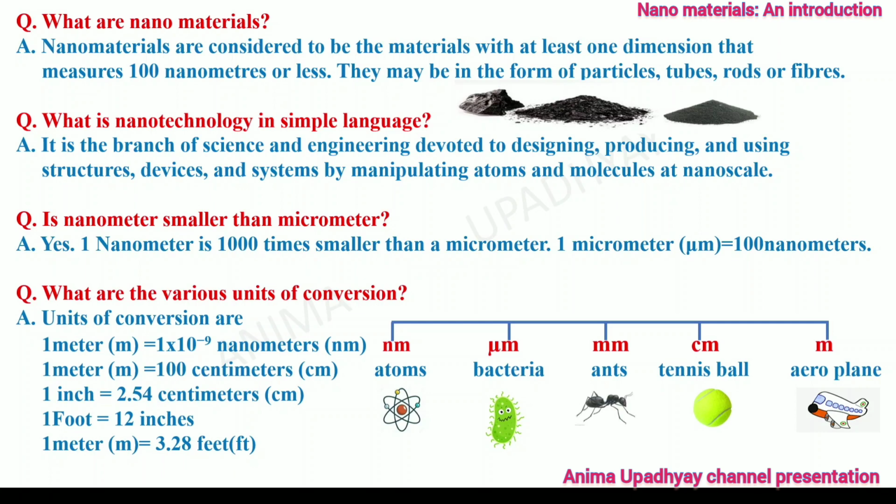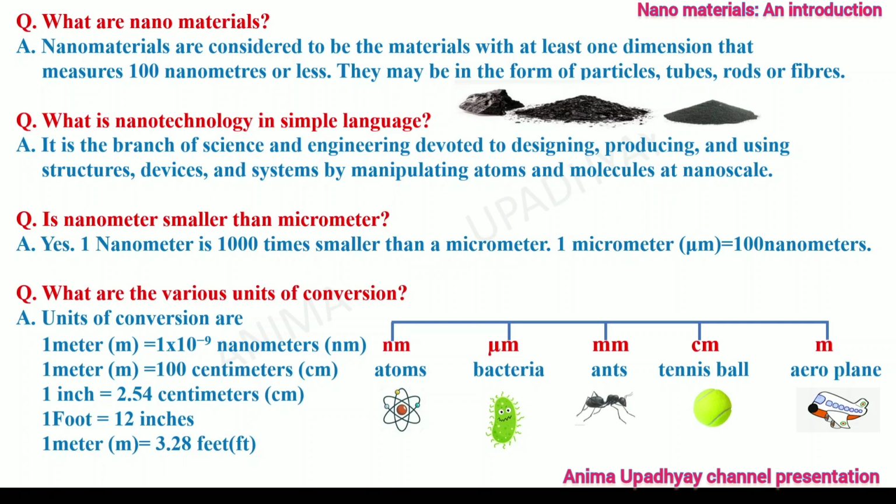Is nanometer smaller than micrometer? Yes, nanometer is smaller than micrometer. 1 nanometer is 1000 times smaller than a micrometer. 1 micrometer is equal to 1000 nanometers.